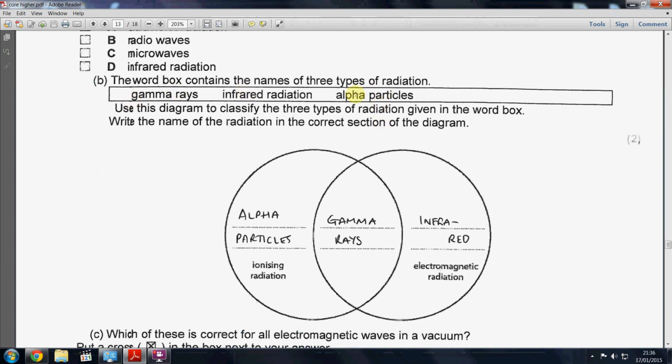So the ionizing radiations are alpha particles and gamma rays. Hopefully you should know those from your physics lessons. But gamma is the only one that's in the electromagnetic spectrum. So gamma goes in the middle, because it's in both. Alpha particles are not in the electromagnetic spectrum, but most definitely ionizing, so they go on the left, which leaves infrared, not ionizing, but it is electromagnetic radiation, so it goes on the right. 2 marks for that one. I think it was 1 mark for having any one correct, 2 marks if you've got all 3.